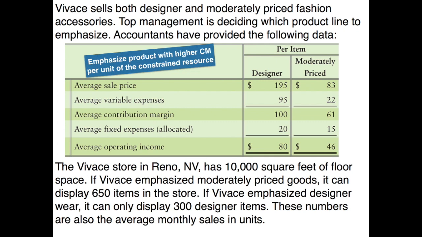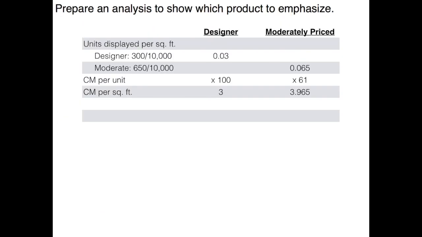So let's set up an analysis here. If you're following along with the notes that you can get from my website, here we have the designer and the moderately priced. We know that we can display 300 designer per 10,000 square feet, which is 0.03 units per square foot. We can display 650 moderately priced units in 10,000 square feet, or 0.065 units per square foot.